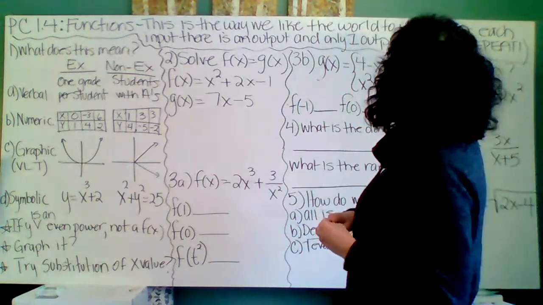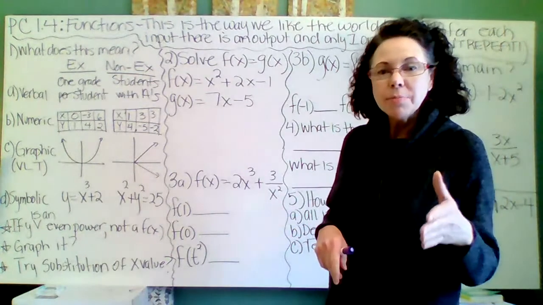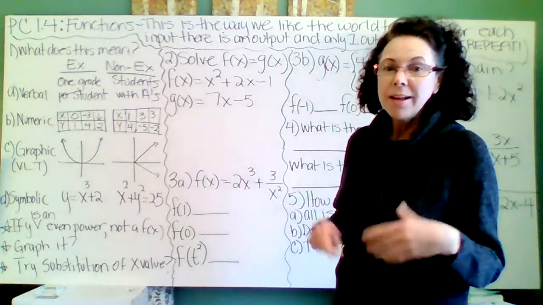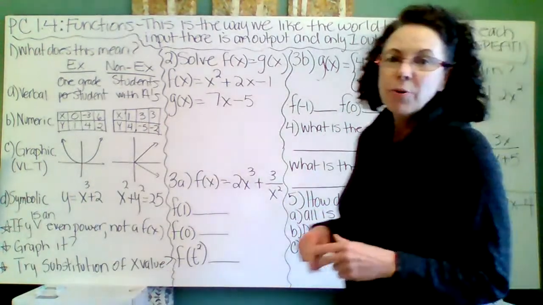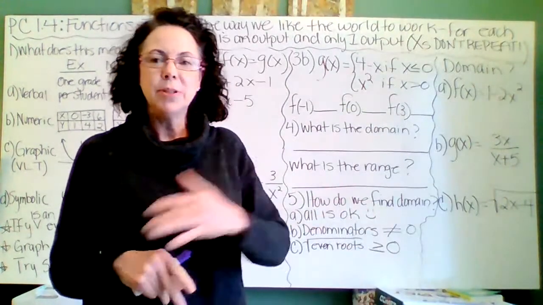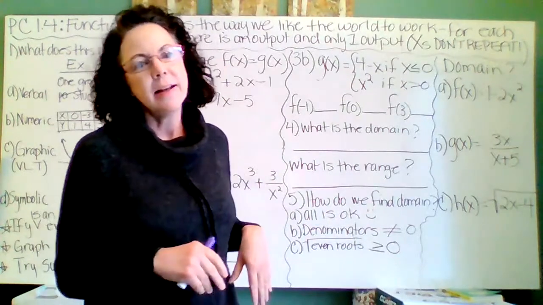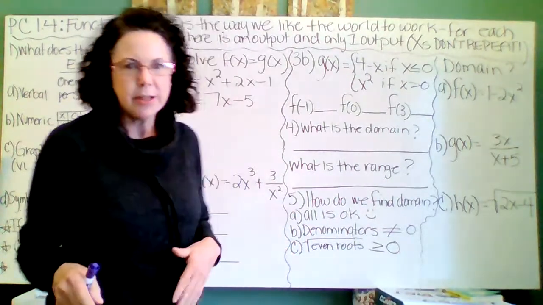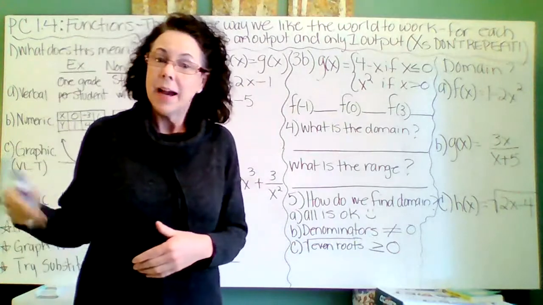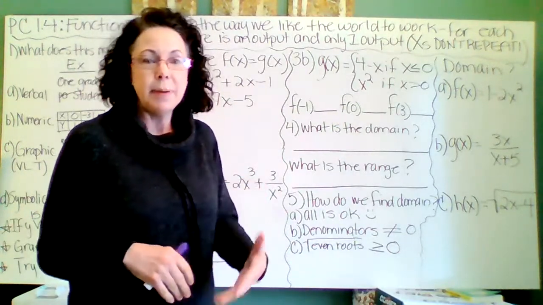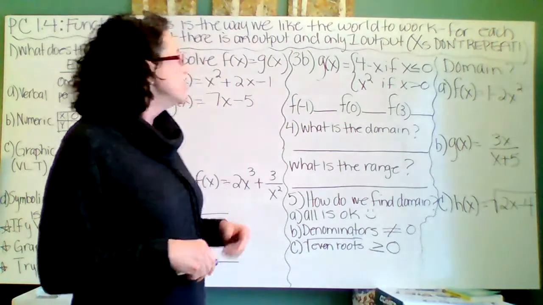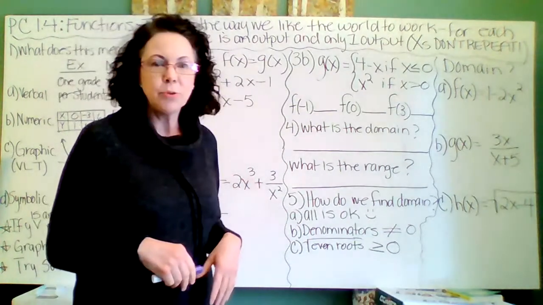Welcome to section 1.4, functions, which you've looked at since probably pre-algebra. This is the way we like the world to work. For each input, there is an output and only one output. What does this mean in our math world? Essentially, when you have inputs and outputs, X's are generally the input, Y's are generally the outputs, and the X's don't repeat, right? So the reason why I say we like it, this is how the world will work.